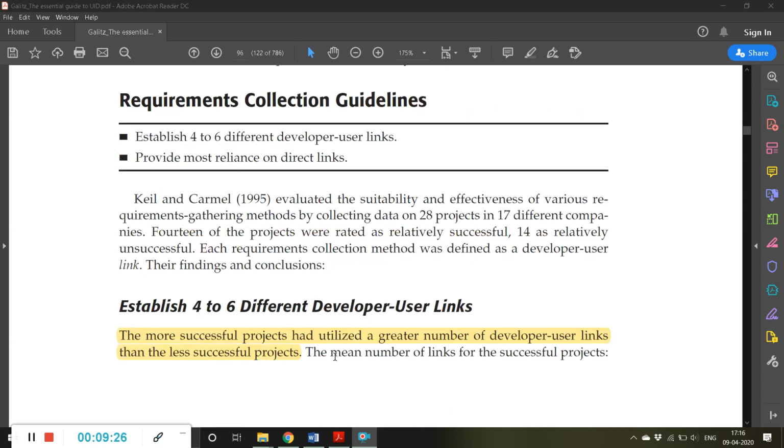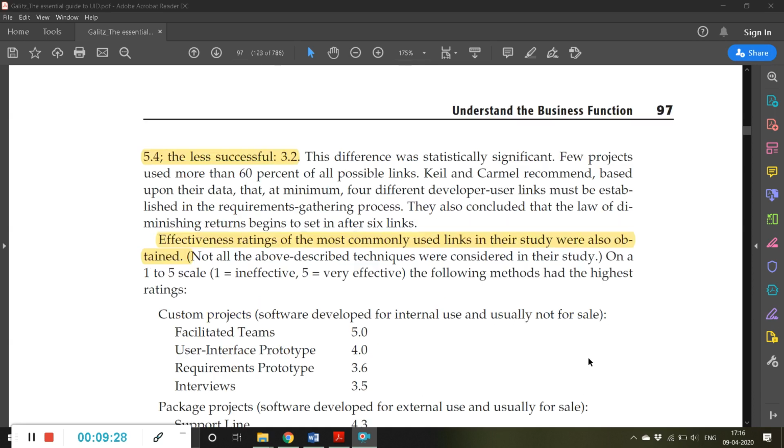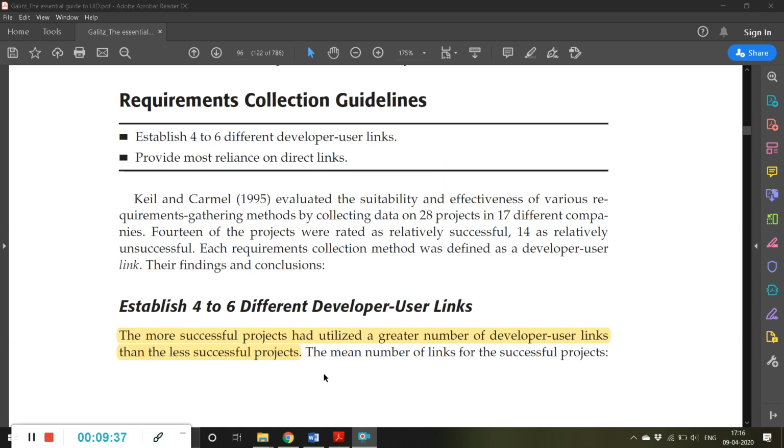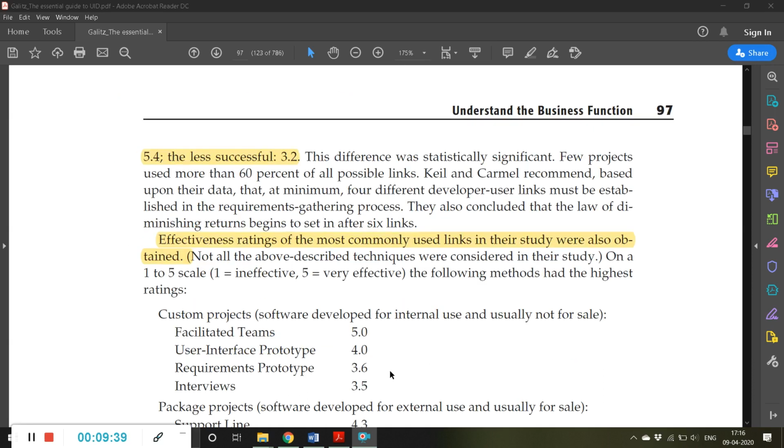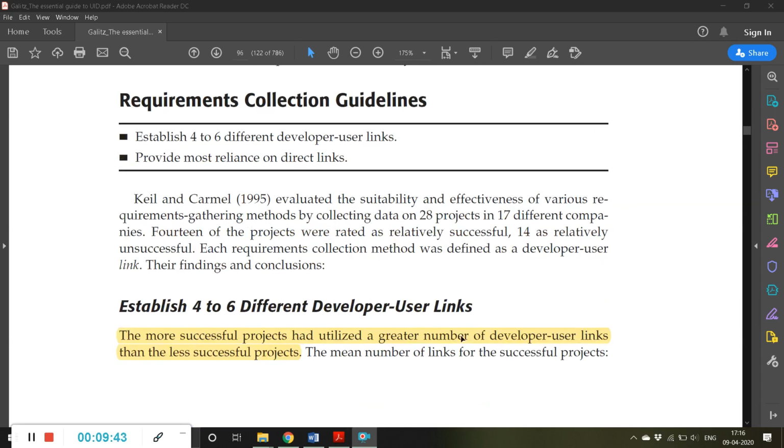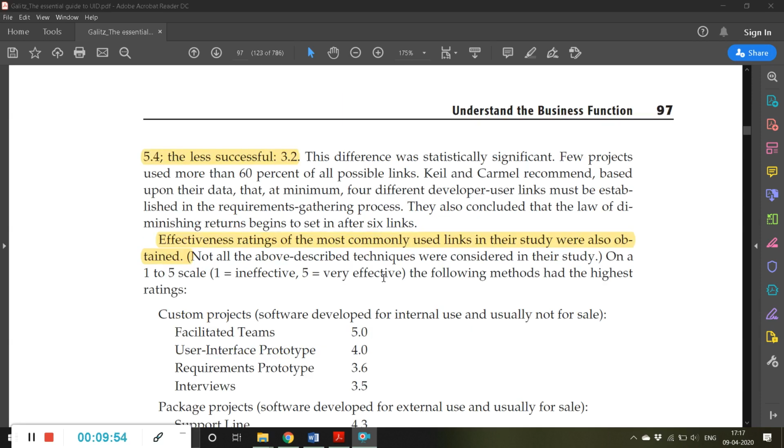So the mean number of links for the successful projects is 5.4 and for the less successful it is 3.2. Means 5.4 means they have utilized around 5.4 types of requirement collection methods. Of the 28 projects, 14 were successful and 14 were relatively not successful.